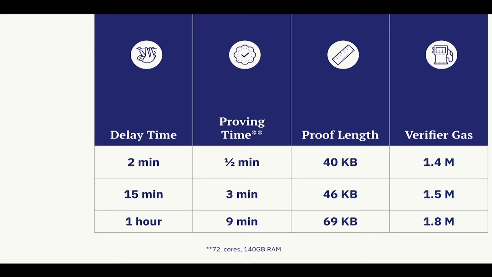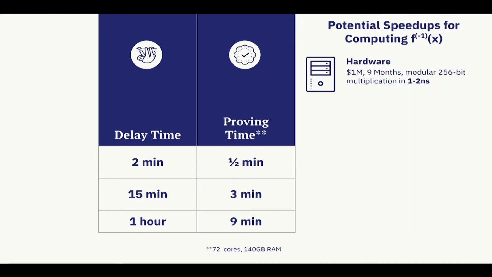So we sort of just derived it from the code base that we already have. If you want a delay time of 15 minutes, the proving time would be 3 minutes. Again, this is not latency. You could do it jointly, and the proof is about 46 kilobytes. Takes 1.5 million gas. And if you want a delay of 1 hour, the proving time takes 9 minutes and around 70 kilobytes and 1.8 million gas.